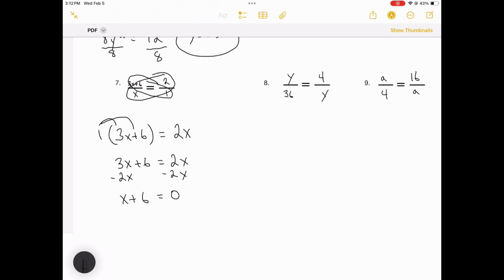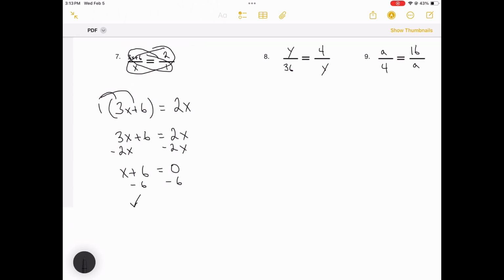Yes, guys, this equation can equal 0. It's okay. The world's not going to end, okay? Now I'm going to subtract my 6. x, oh, running out of space here. x equals negative 6. There you go.